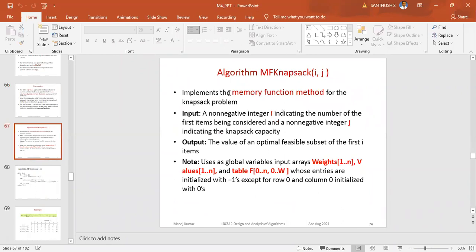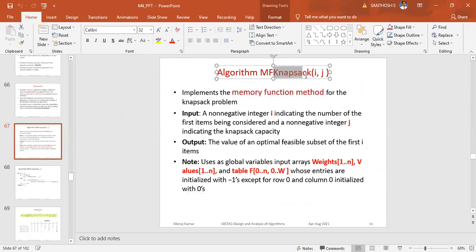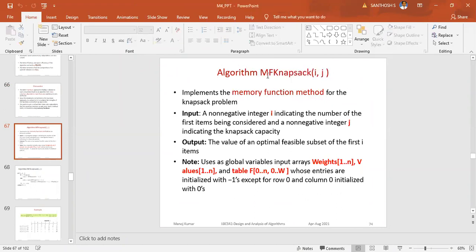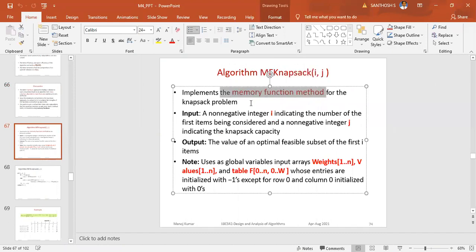Now this implements the memory function method. Till now we have gone with only the knapsack of I, j. Now come for the next topic, memory function knapsack I, j. It implements the memory function method. The input is a non-negative integer I indicating the number of first items being considered and a non-negative integer j indicating knapsack capacity. The output is the value of the optimal feasible subset of the first I items.